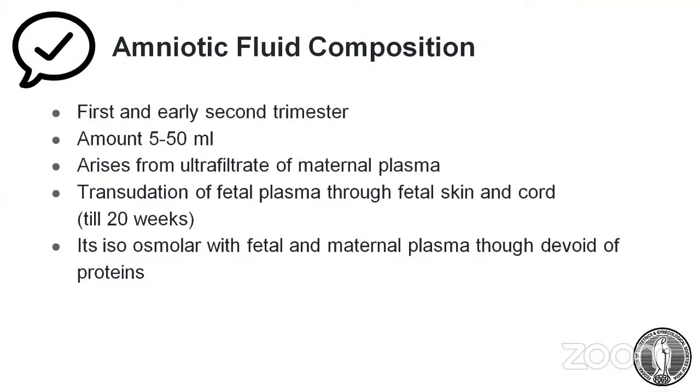So at 20 weeks, in the early half of pregnancy, the skin is highly permeable, so there is transudation from the fetus also, and fetal lung secretions. All these contribute, and the most important later on is the fetal urine. Urine production is somewhere around 400 ml to 1 liter in a day, daily urine output.